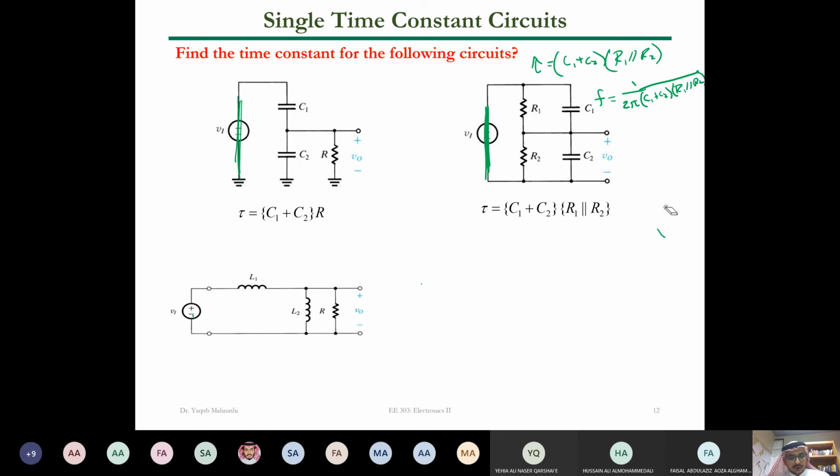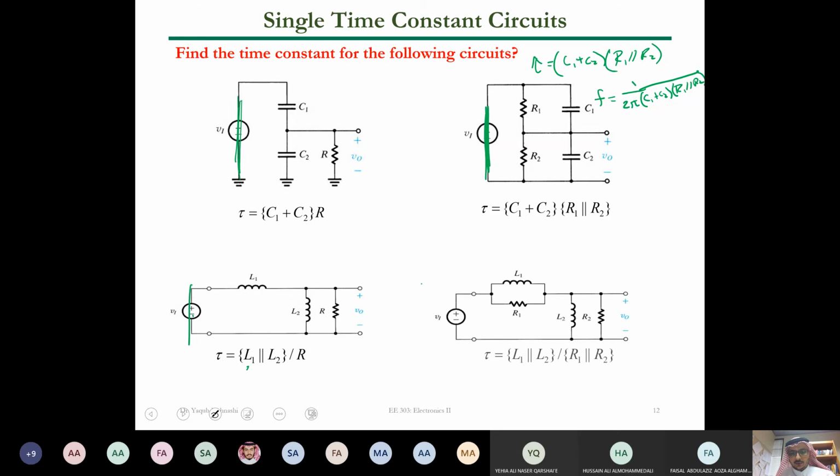Sorry, the poles of the system. What about this circuit? Deactivate, and L1 exactly is in parallel. L1 will be in parallel with L2, and the L, which is the inductor, will see only R, and you'll do the same for the next one. So it should be clear.